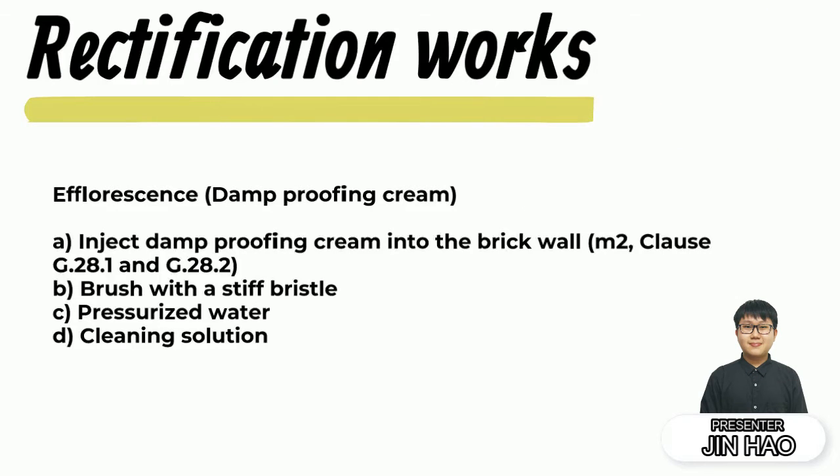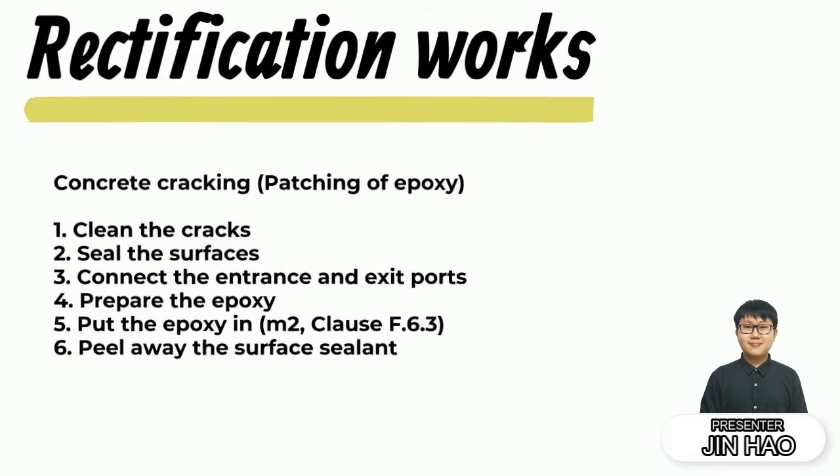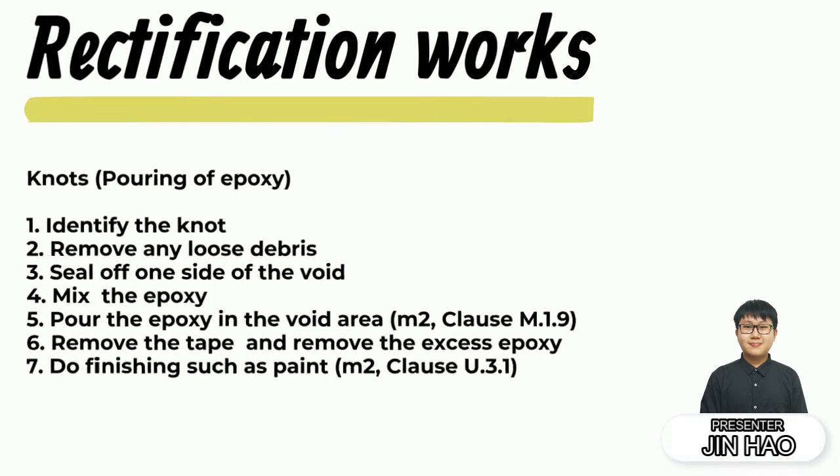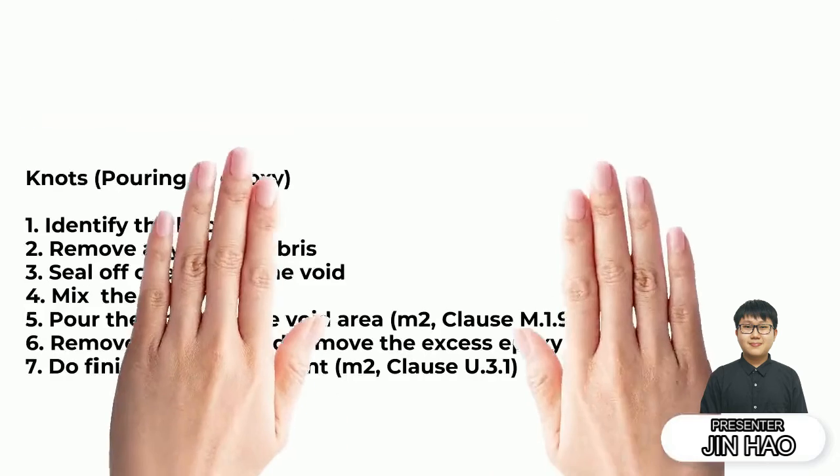Rectification work for efflorescence is to inject damp-proofing cream into the brick wall and clean the efflorescence. It is measured in meters square according to clauses 3.28.1 and 2. Next, patching with epoxy is the way to repair concrete cracking. It is measured in meters square based on clause F.6.3. Lastly, the rectification work for knocks is to pour the epoxy into the void. This is measured in meters square according to clause M.1.9, while the finishing is measured in meters square based on clause U.3.1.